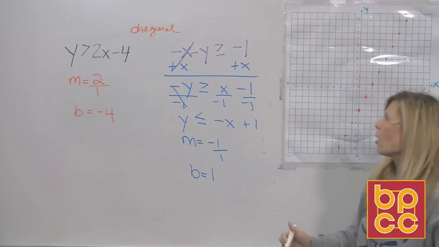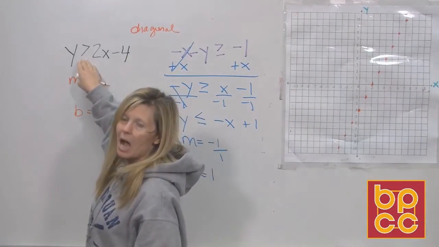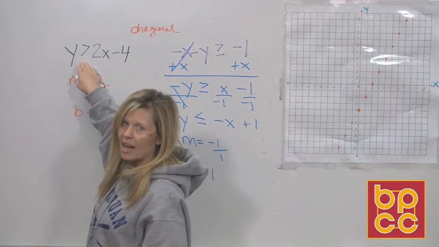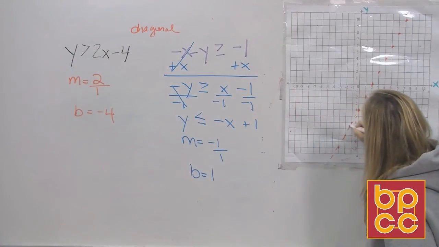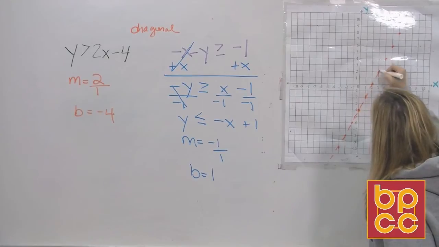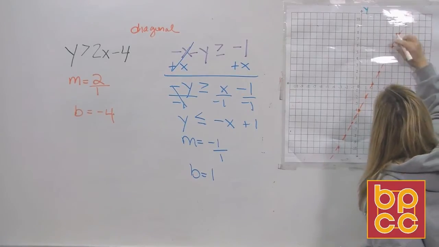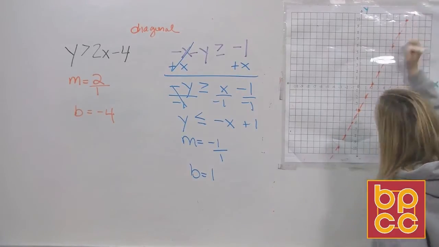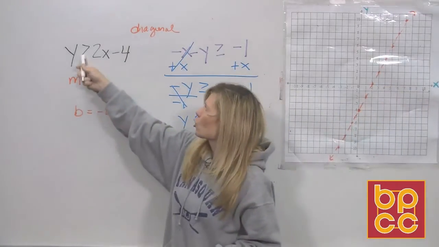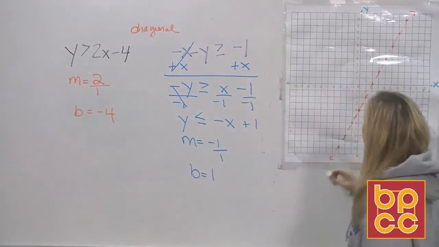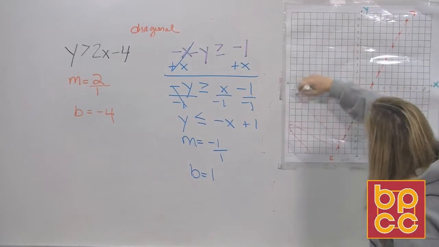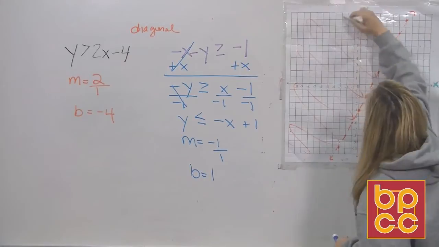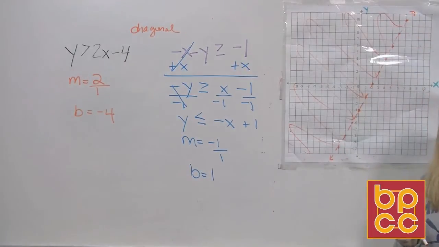Now, here's the new part. It's an inequality. I do not see an equals, so this line cannot be solid. It must be broken. All right, there's our broken line. Greater than for a diagonal line means to move your hand up. So we would be shading everything up. I'm going to do it very lightly because we're not done.